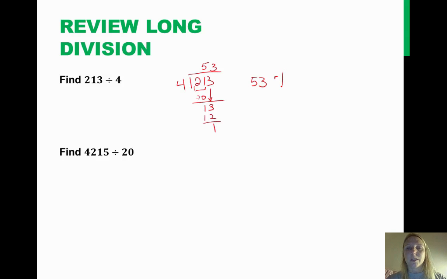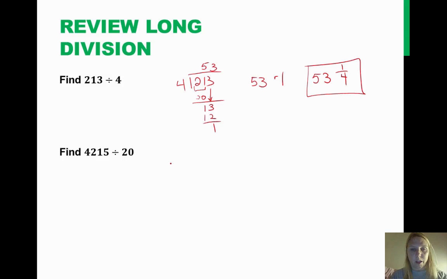If we wanted to write this in fraction form, it would be the same thing as saying 53 and 1 over 4, because we were dividing everything by 4 and we have 1/4 left. So this would be our mixed number if we were doing long division.